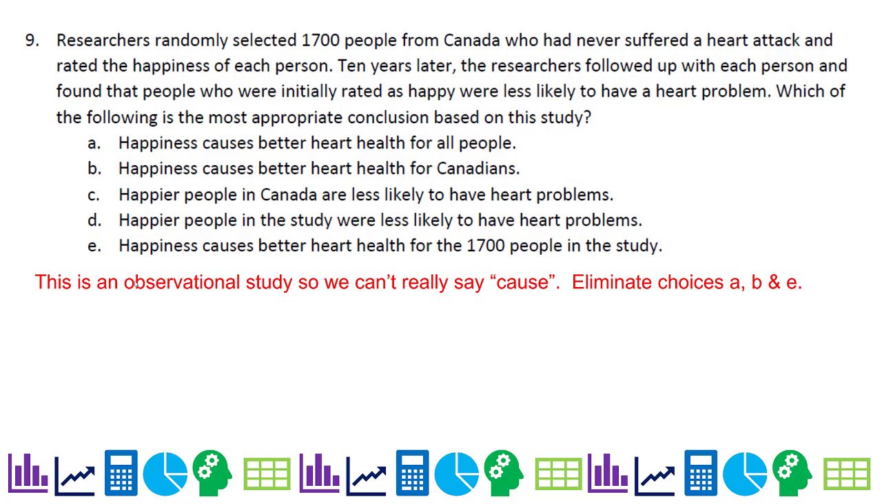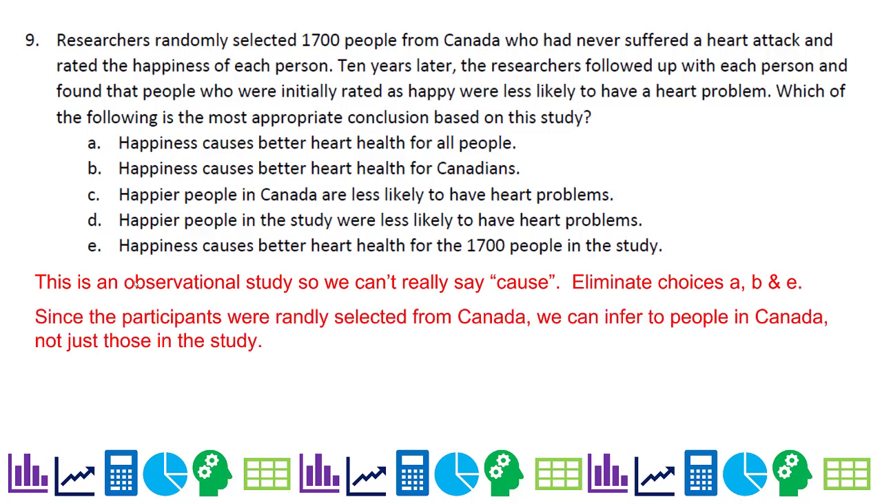So we can eliminate choices A, B, and E. We can't use the word cause. So now we're just down to C and D. So one of them says people in Canada and one says people in this study. Well, we actually randomly selected from people in Canada. So we can infer to people in Canada, not just those in the study. So the correct answer here is C.